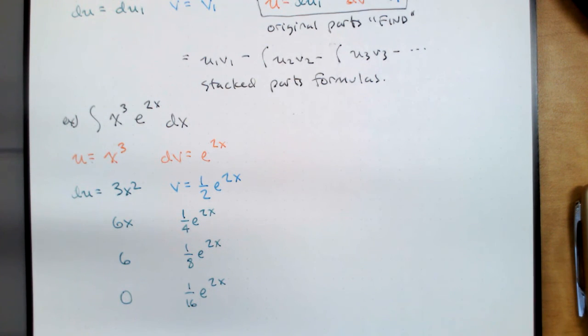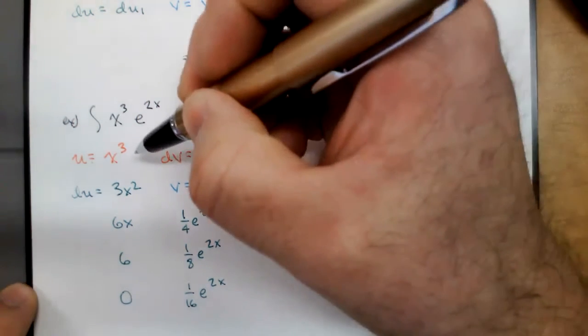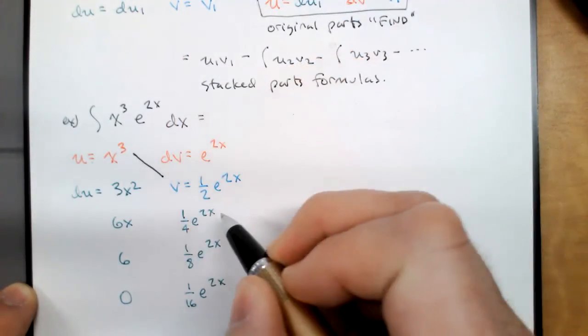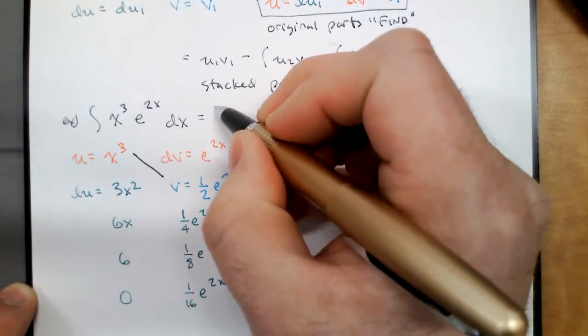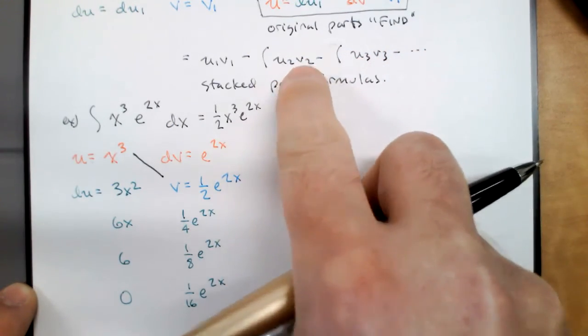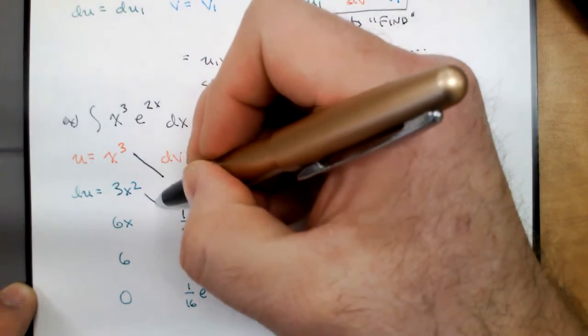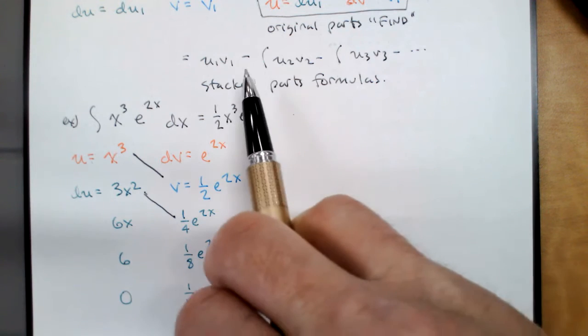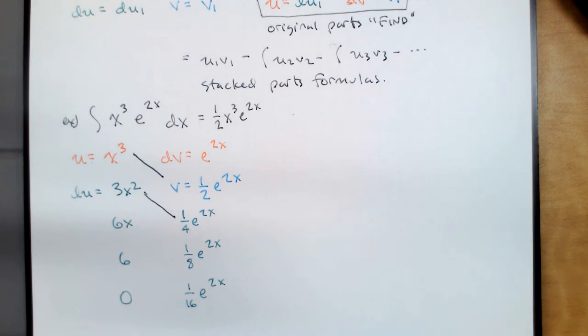Then we just start stacking UVs. And the UVs all show up down the diagonal. Here's a UV. Our first UV will be a 1/2 x to the 3rd e to the 2x. Our next UV is going to come from these two, because that 3x squared and the 1/2 e to the 2x, that's where we're going to start our next parts problem. So the first term is going to be UV. But the second one is behind a negative. So we change the sign.